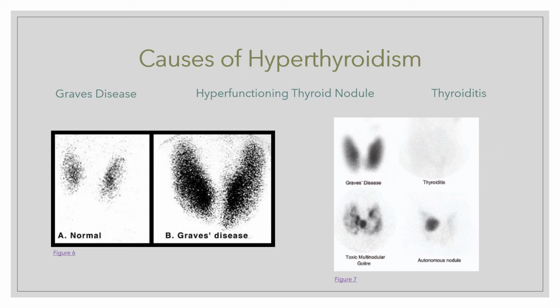Another form of hyperthyroidism is thyroiditis. This occurs when the thyroid becomes inflamed after a pregnancy or due to an autoimmune condition. Thyroiditis causes the stored thyroid hormone to leak from the thyroid into the bloodstream. This can be painful, unlike the other forms of hyperthyroidism.